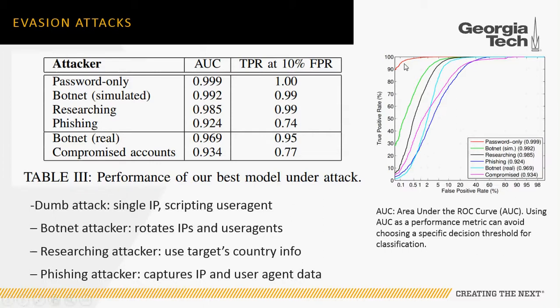Alternatively, you can just measure the area beneath each curve. Of course, the larger the area, the better the performance is. Using AUC, the area under the curve, the performance metric can avoid choosing a specific decision threshold for classification. So you don't need to specify the false positive rate.